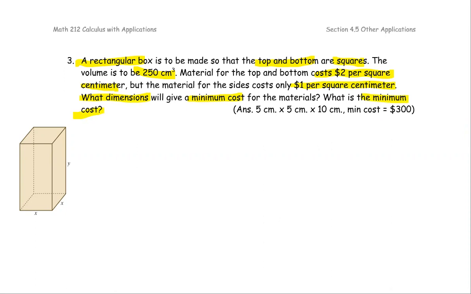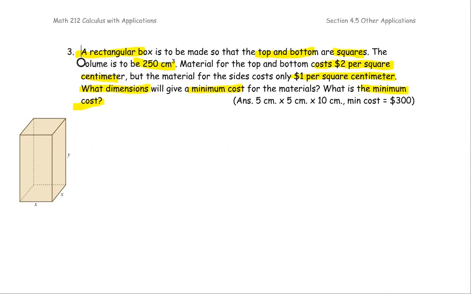From the diagram provided, we have the rectangular box with the bottom and the top in the square shape. The dimensions of the square base are the same, X and X, and the height is Y. With the information that the volume is to be 250 cubic centimeters, the formula for the volume of the rectangular box is the length times the width times the height.